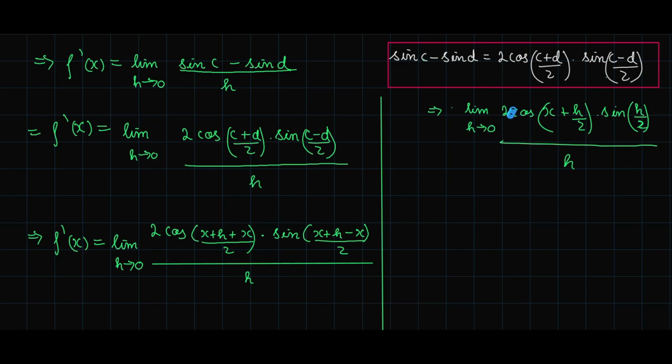Now what we do is we take this 2 in the denominator and we separate the limits. So limit h tends to 0 cos x plus h over 2 times limit h tends to 0 sin h over 2 upon h over 2. This 2 is the 2 over here.